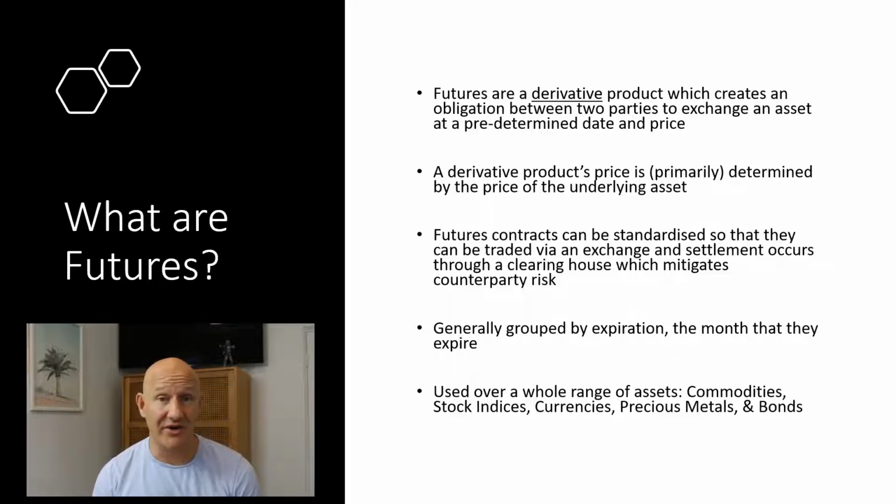Now, futures have been around for a really long time, and you can trade futures on a whole number of assets. So that can be precious metals, that can be commodities like wheat, orange juice, oil, stocks. Pretty much any asset you can imagine has got a futures contract that trades over the top of it.